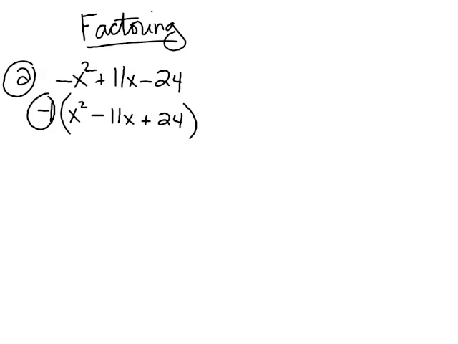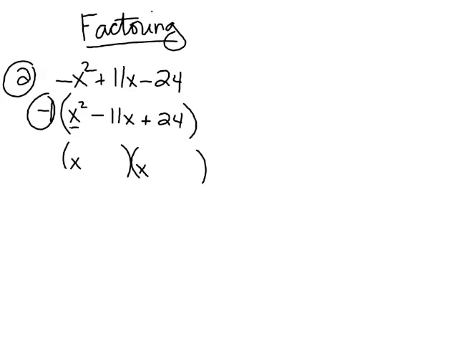What I want to do now is figure out how to take it back to these double brackets. So I need to do first, outer, inner, last. Something times something will take me back to x squared. What does it need to be? An x times x, right? So there's my first terms. X times x takes me back to x squared.